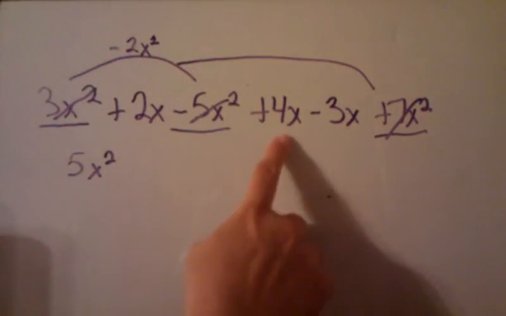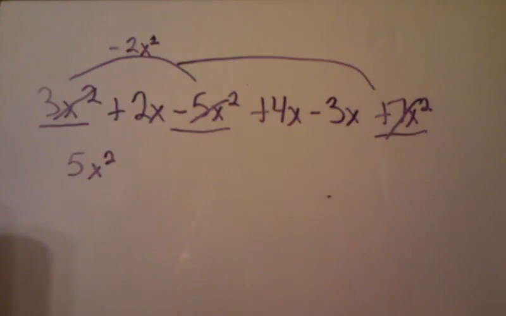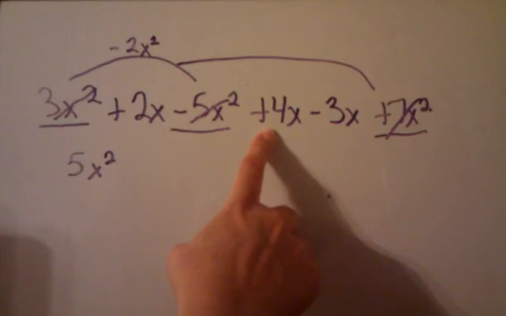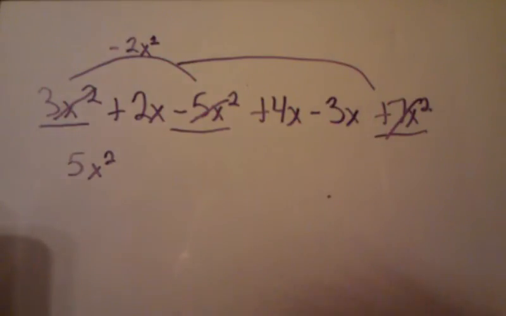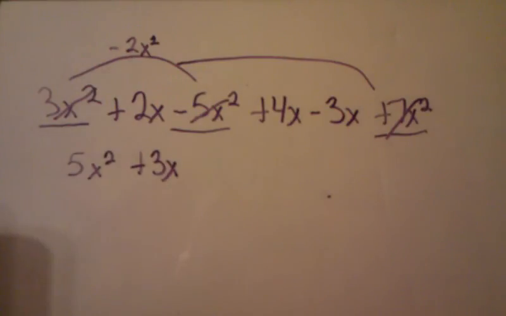Now all three of these are like terms. They all end in x. So I can add them. 2 plus 4 is 6. 6 minus 3 is 3. So plus 3x. Okay, this is the same thing we've been doing.